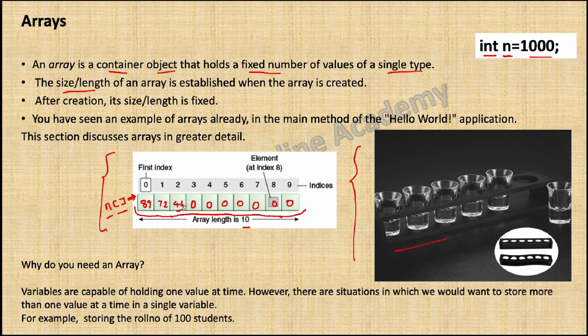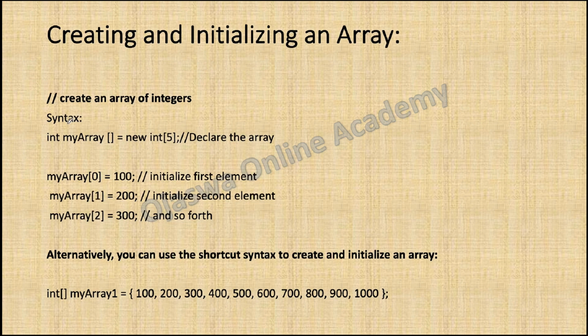For accessing the array elements, we have index numbers. Array index always starts from 0. So the first element will have index 0, the second element will have index 1, the third element will have index 2, and the last element will have index length of the array minus 1. In this example, the length of the array is 10. The last index is 9 because we traverse from 0 to 9. So using these index numbers, you can access the array elements.